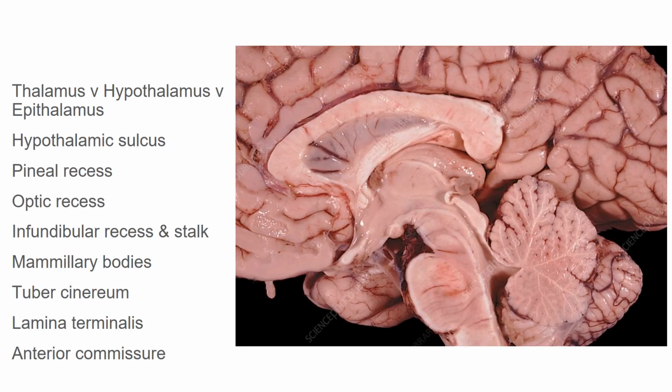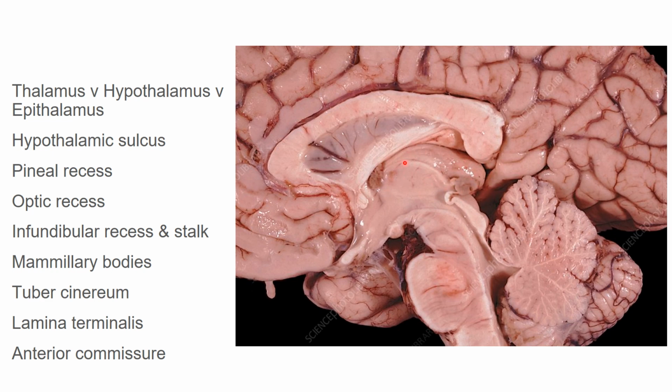Okay, so here is some just bookkeeping on the different regions. So thalamus versus hypothalamus and epithalamus. So you have your thalamus here. Your epithalamus is going to be constituted of your habenula and your pineal gland. So here's your pineal gland. Your habenula would be on either side of the pineal gland. You can't really see them here. So this sort of area is going to be your epithalamus.